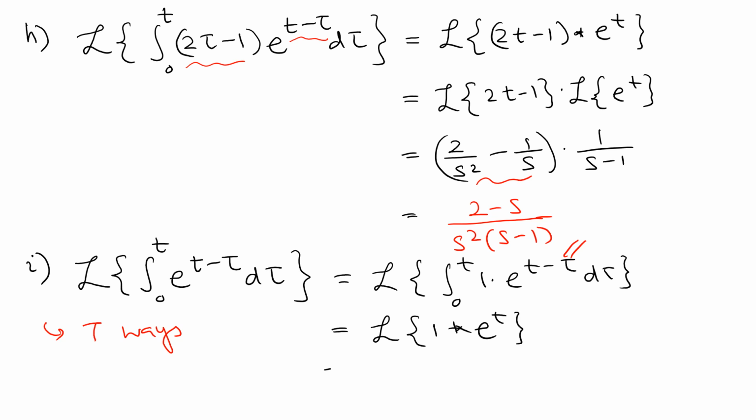So because of that, you can write the answer. 1 means 1 over s and e to the t means 1 over s minus 1. So that's the answer for this one. That gets much quicker. And there are 6 other ways to get the answer. Try to see whether you can find the rest of them. You can even use the first shifting property.